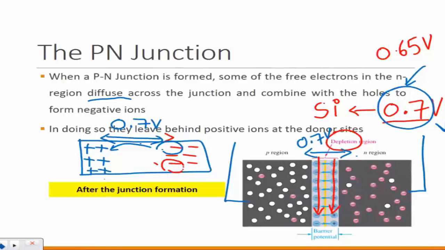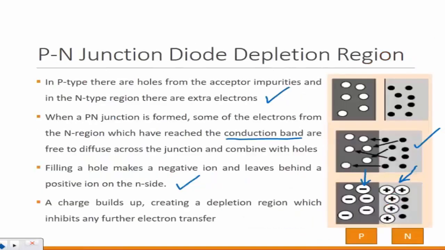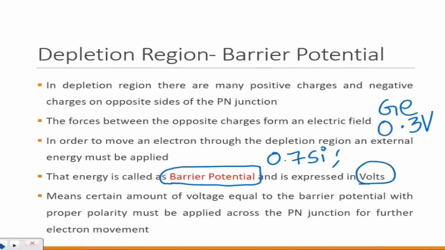Germanium is lower, as you see, it's only 0.3. Because remember that for germanium, the valence electrons are farther away from the nucleus. That's why the barrier potential is lower for germanium. So if you are simply holding the PN junction, this 0.7 barrier potential will actually decrease because you're applying more heat energy that makes further conduction.